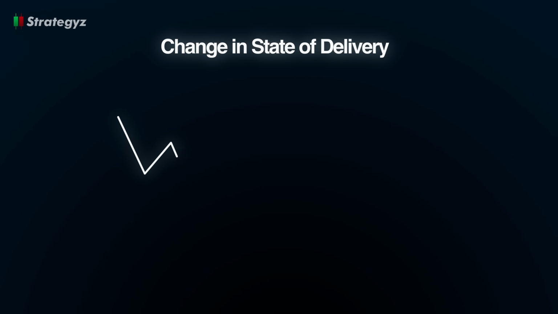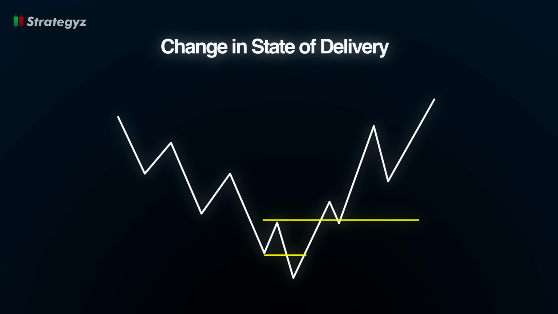The other one is the change in state of delivery, which is if the market is moving downwards and then it breaks the most recent low and then goes back up and breaks the most recent high. That's also known as a breakup structure. So this would be the change in state or breakup structure.